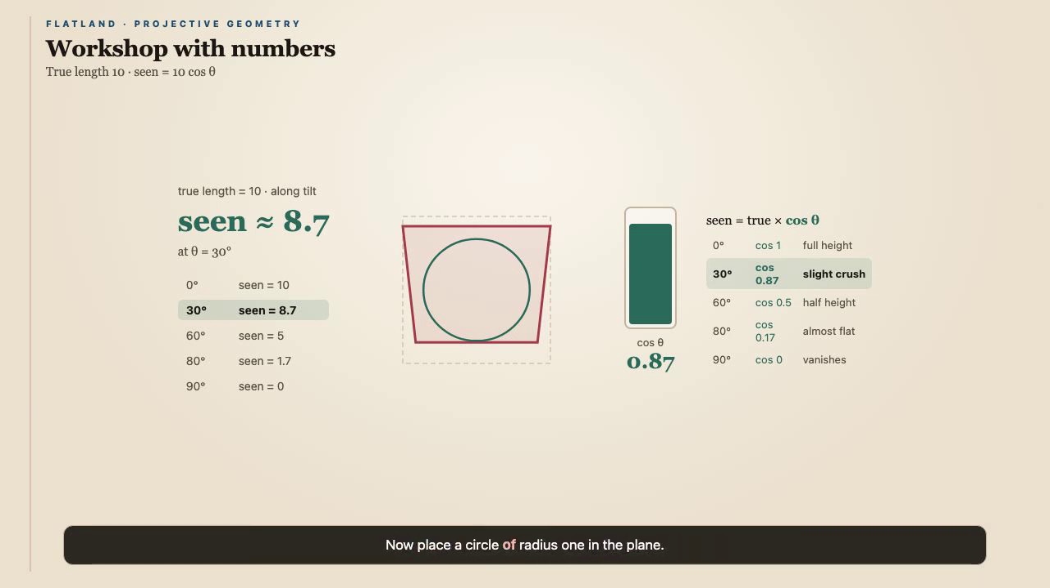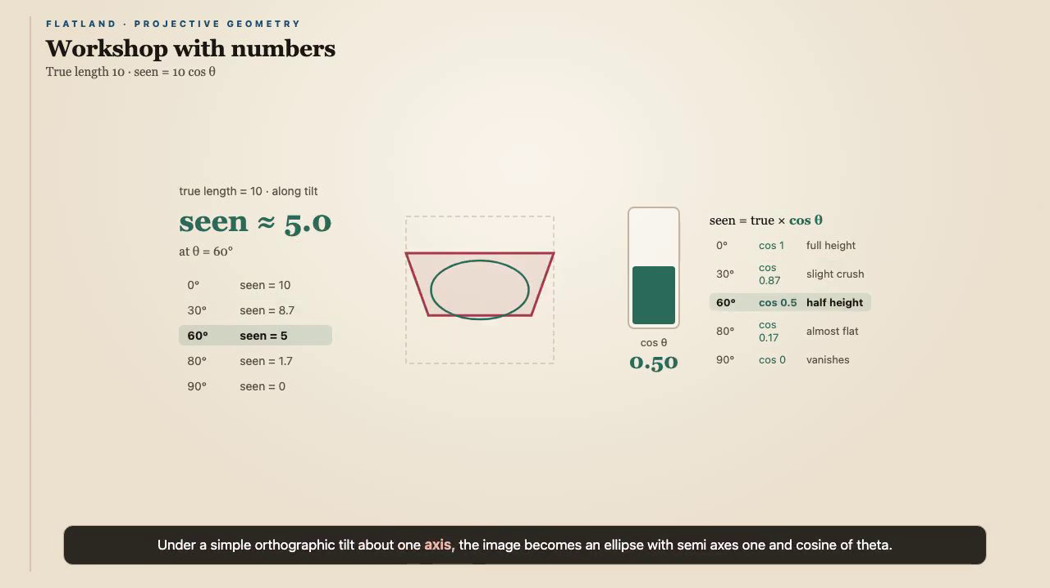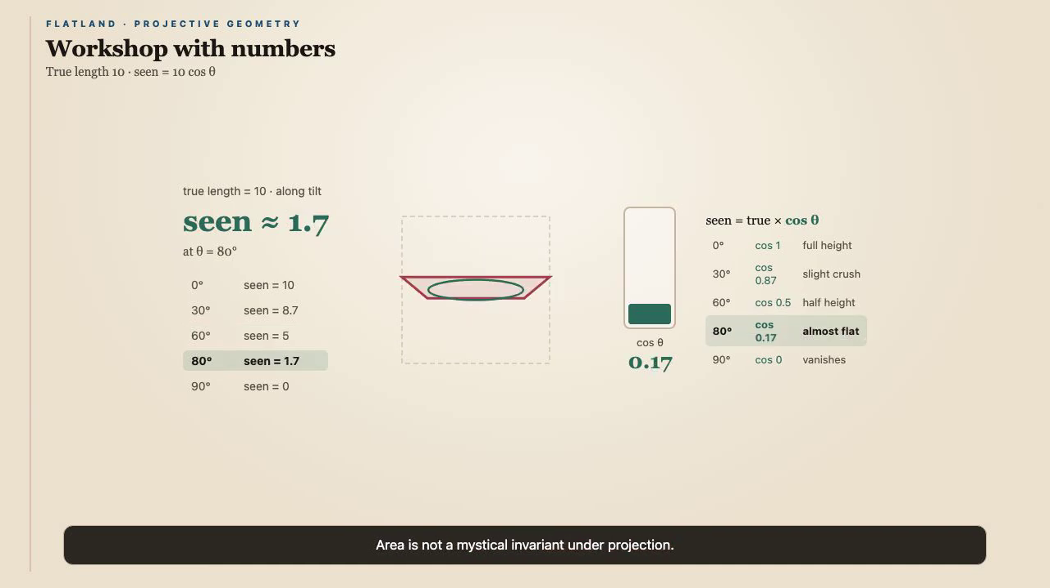Now place a circle of radius 1 in the plane. Under a simple orthographic tilt about one axis, the image becomes an ellipse with semi-axes 1 and cosine of theta. Area on the image scales by the absolute value of cosine of theta. At 60 degrees, the imaged area is half. At 0, it is full. At 90, it is gone. Area is not a mystical invariant under projection. Orientation relative to the eye decides how much area survives.